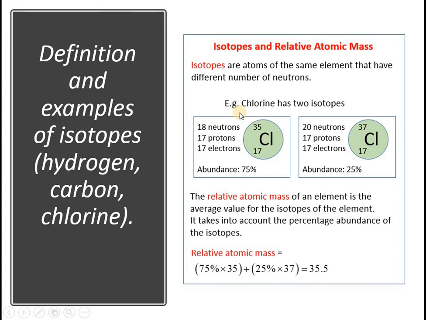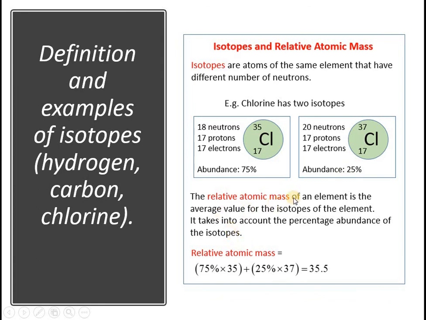Now, comes the isotopes and relative atomic mass of chlorine. Isotopes are atoms of the same element that have different numbers of neutrons. Chlorine has 2 isotopes, 35 and 37 with atomic number 17. You can see the variation: 17 electrons, 17 protons and 37 minus 17, that is 20 neutrons. Here also 17 electrons, 17 protons and 35 minus 17, that is 18 neutrons. The abundance of chlorine 35 is 75% and the abundance of chlorine 37 is 25%.